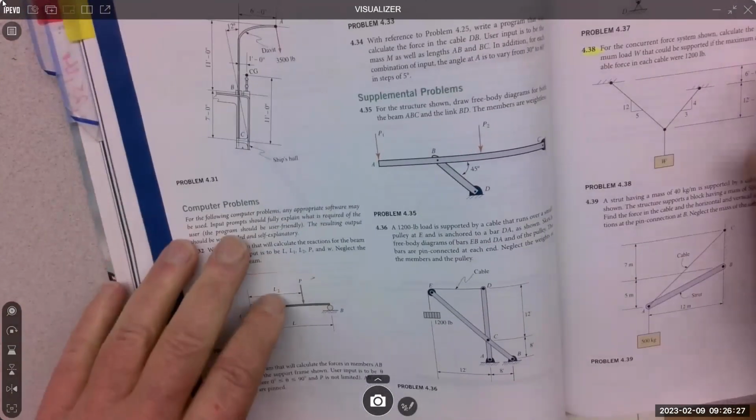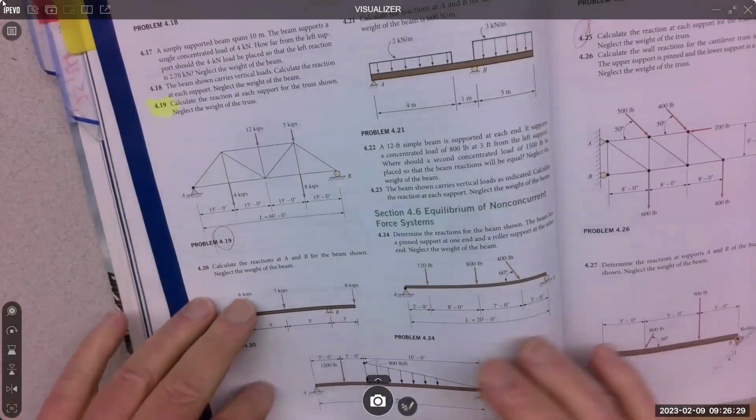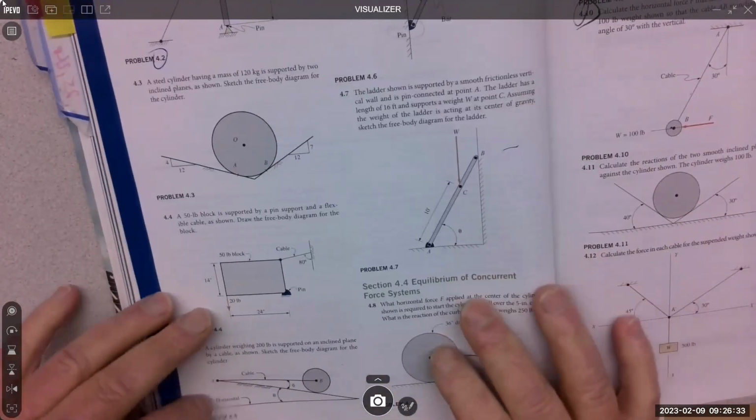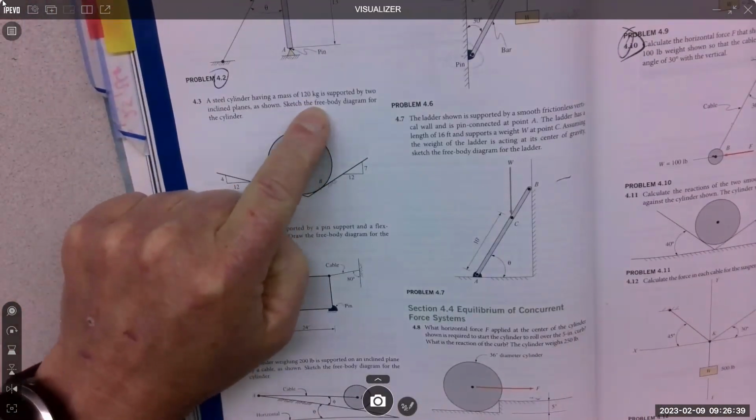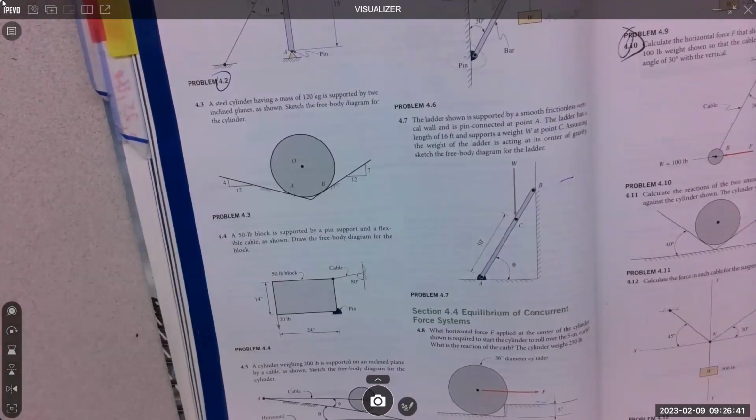And the first part you're going to do out of this chapter is free body diagrams. I think I gave you a couple of those where it just says, hey, sketch the free body diagram, right? That's all. You didn't have anything to calculate. Just make the drawing, right?